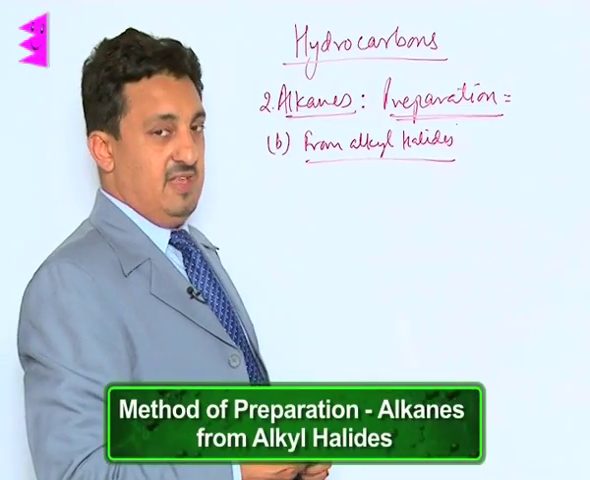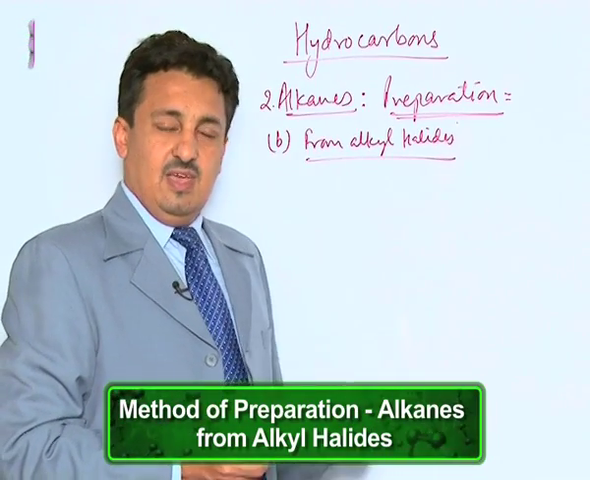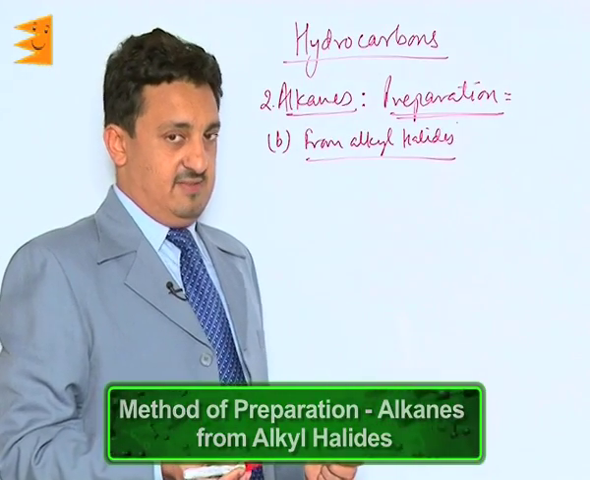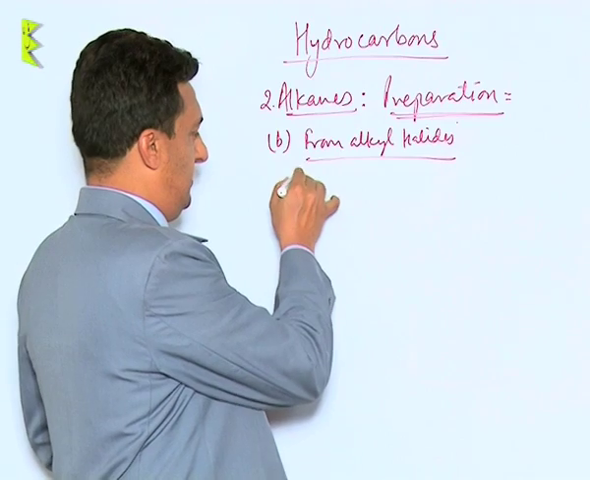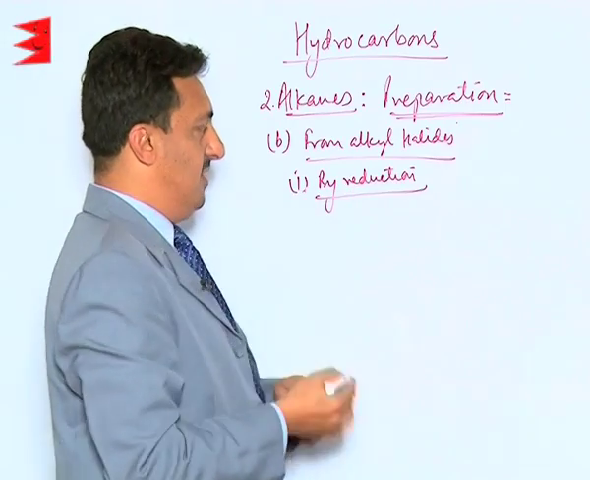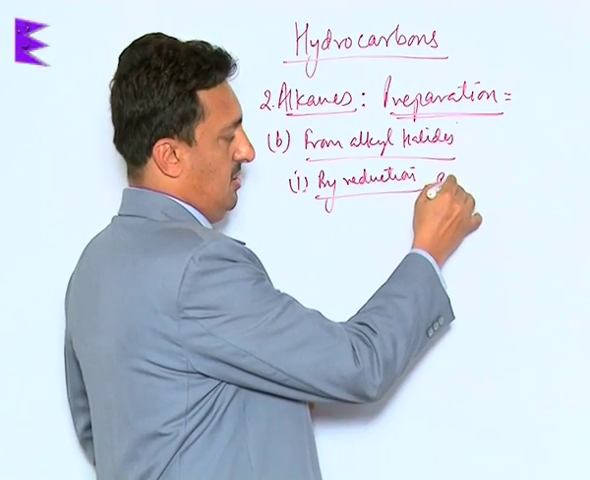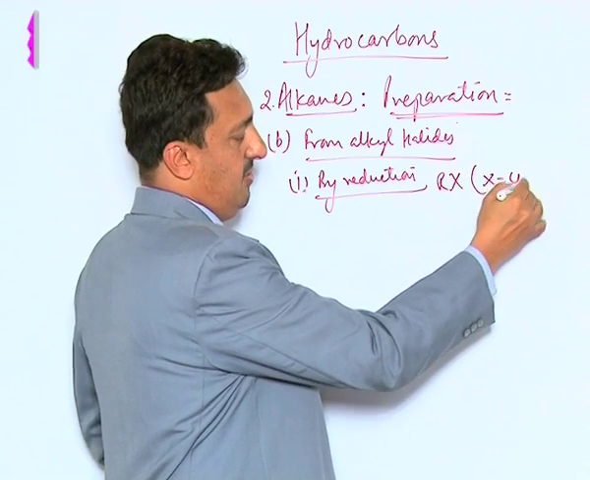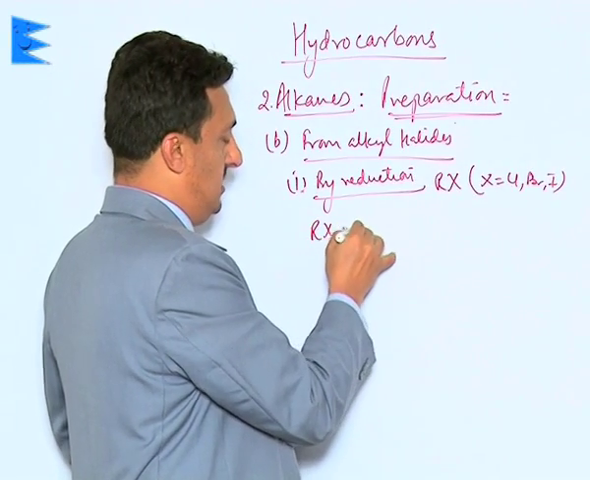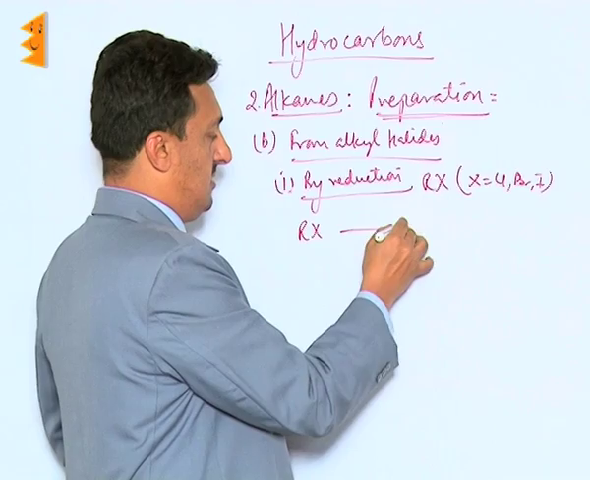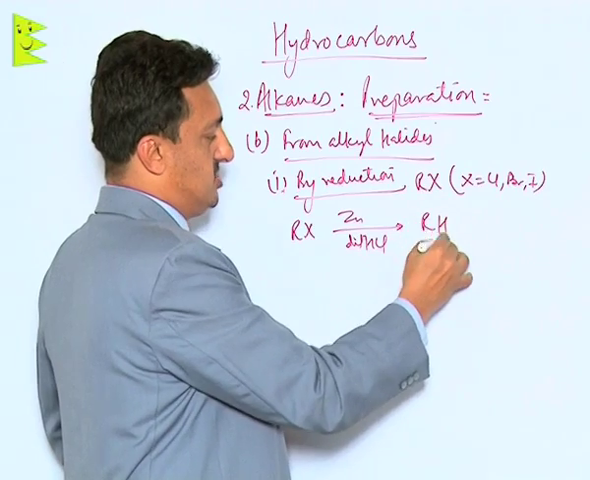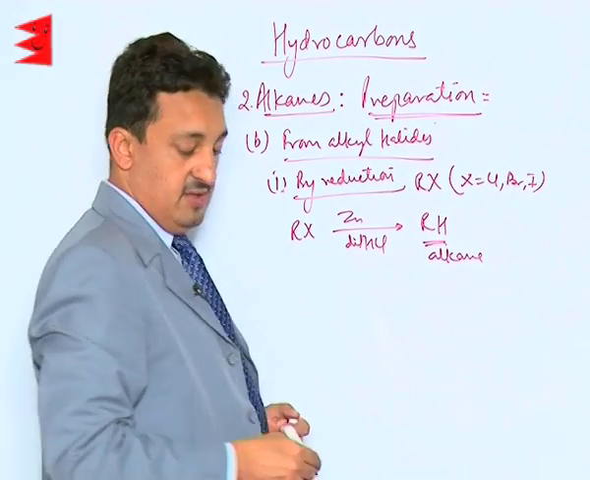The second method of preparing the alkanes is from alkyl halides. In this we have basically 2 methods. By 2 methods we can convert alkyl halides into the alkanes. The one is a very simple reduction process, and the best way to do it is with any alkyl halide. Remember, the halide here is chloride or bromide or iodide. So when reacted with zinc in presence of dilute HCl, RH is obtained, an alkane is obtained in this process.